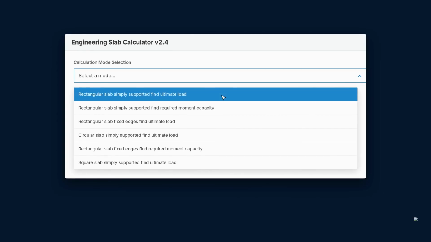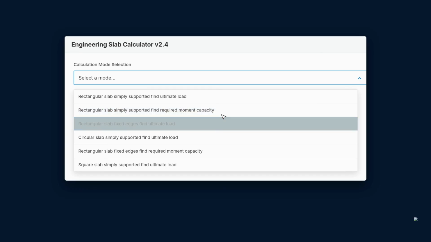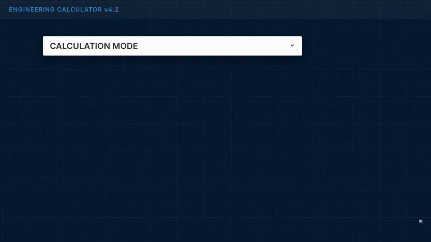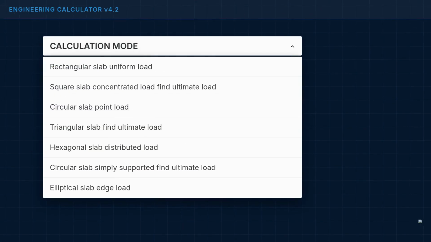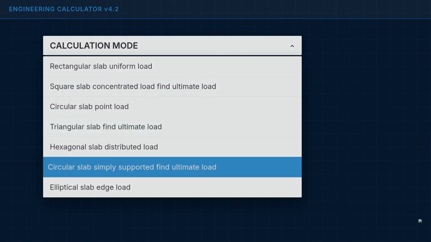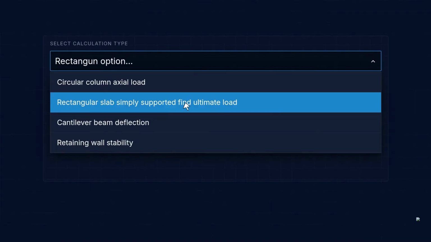First, we select our calculation mode from 6 options. Rectangular slab simply supported, find ultimate load. Rectangular slab simply supported, find required moment capacity. Rectangular slab fixed edges, find ultimate load. Square slab concentrated load, find ultimate load. Triangular slab, find ultimate load. And circular slab simply supported, find ultimate load. For this demonstration, I'm using rectangular slab simply supported, find ultimate load.